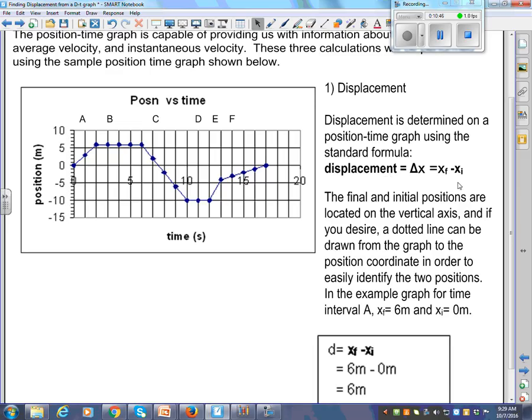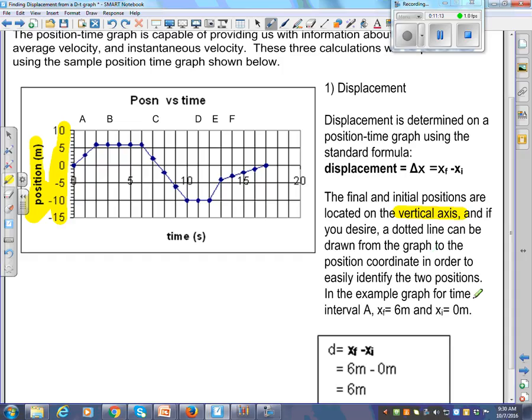Final minus initial. The final and initial positions are located on the vertical axis. Where is the vertical axis? Right there, right? What does it say right there? It says position. If you desire, a dotted line can be drawn from the graph to the position coordinate in order to easily identify the two positions. In other words, you can draw a cross like this if you want. You don't need to. Okay?